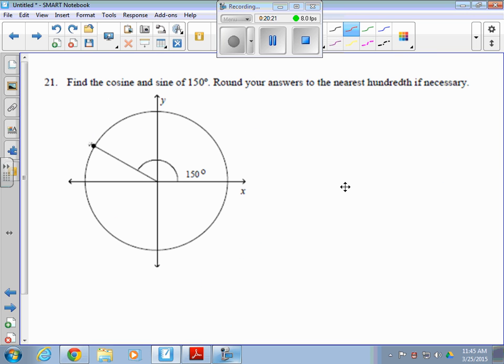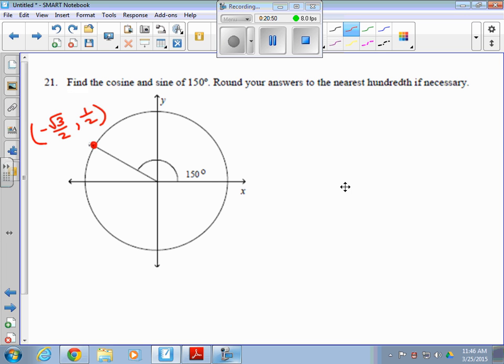Number 21 says find the cosine and sine of 150. Now what you're going to want to use is that unit circle. The cosine of 150. So look at this point here. If you look over at it, that point over there is the negative square root of 3 over 2 and 1 over 2. So that's what that point is.